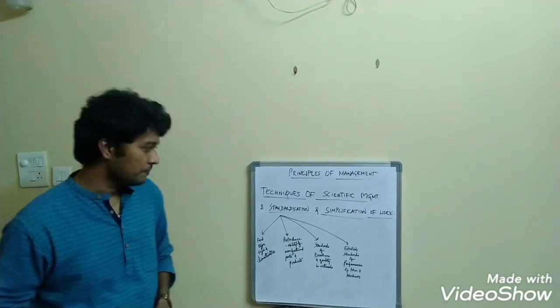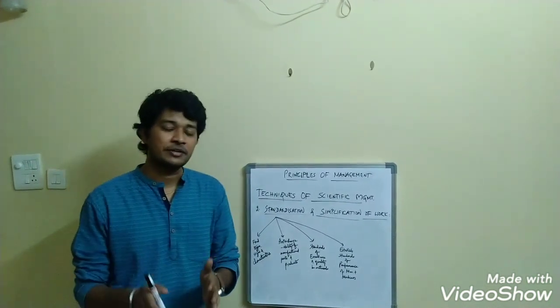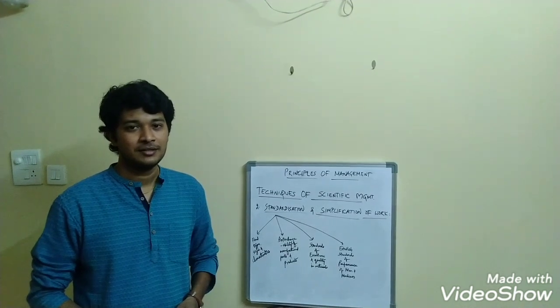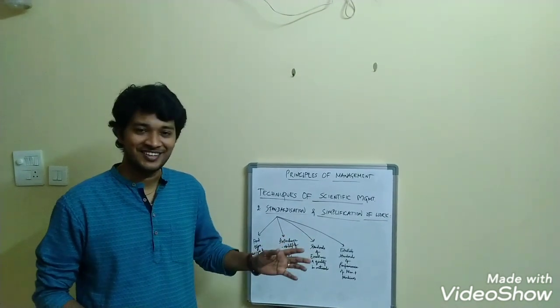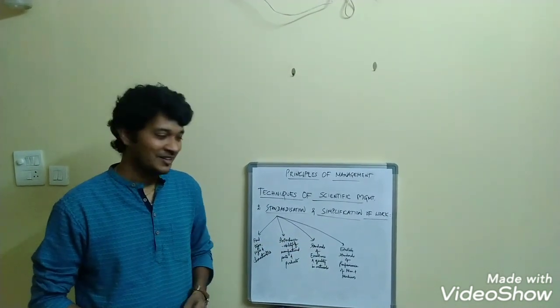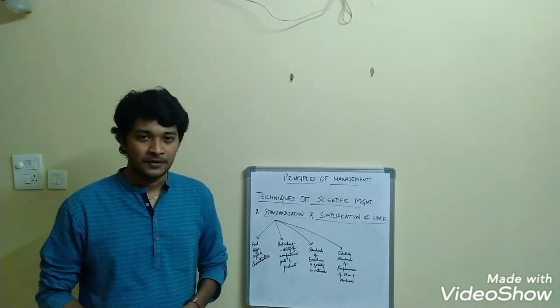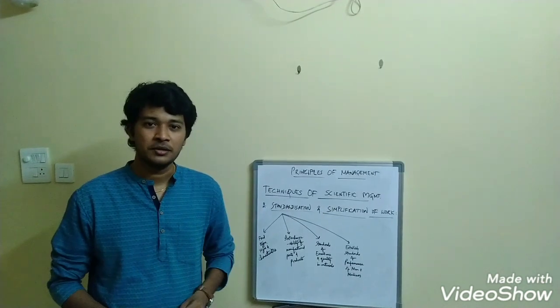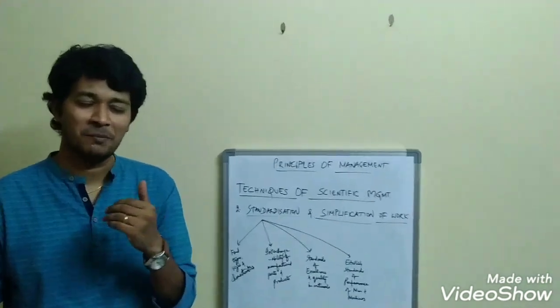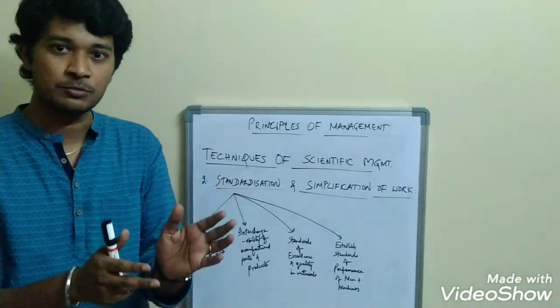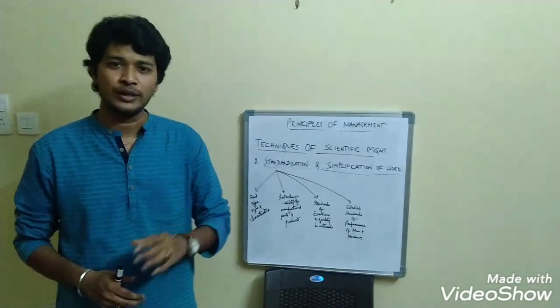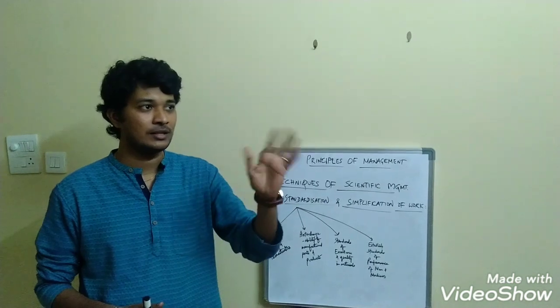So the second technique of scientific management is standardization and simplification of work. Like the title, the concept is also very simple. For example, standardization. You go to a mass hero movie, say a Salman Khan movie or a Rajnikant movie or a Balakrishna movie. When you come out, for the next 5 or 6 days or 1 week or 2 weeks, you'll be behaving as though you were that mass hero.